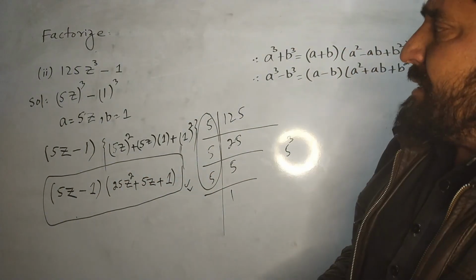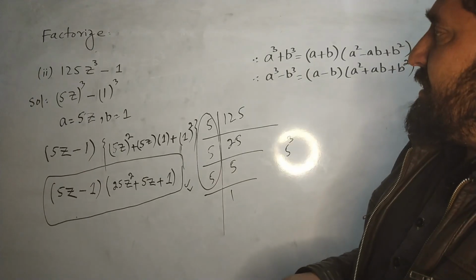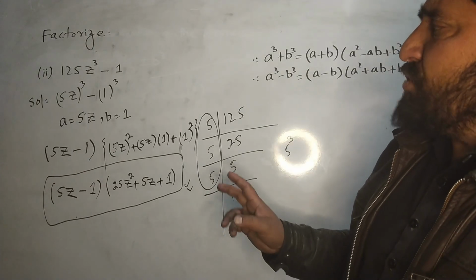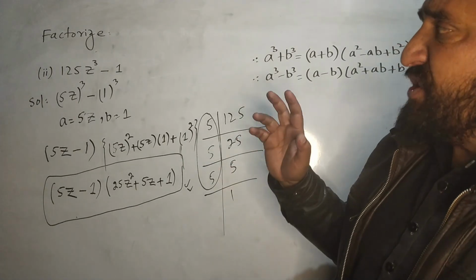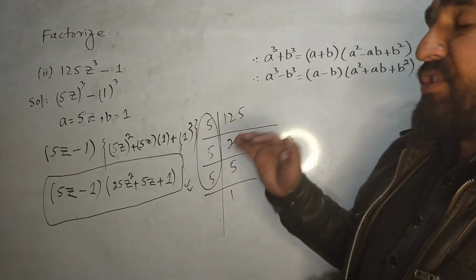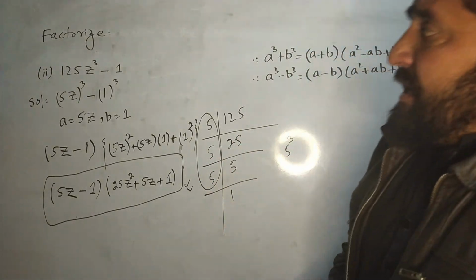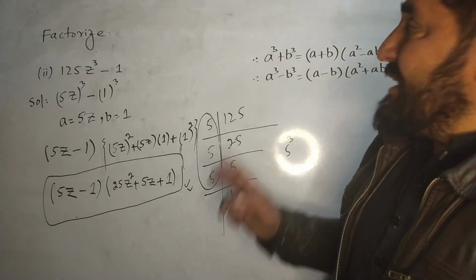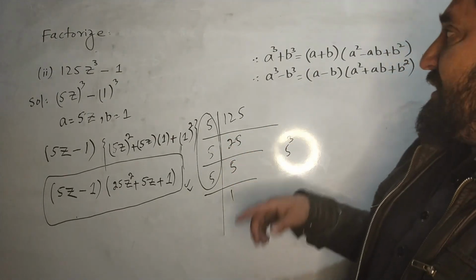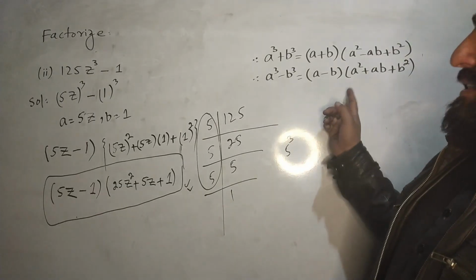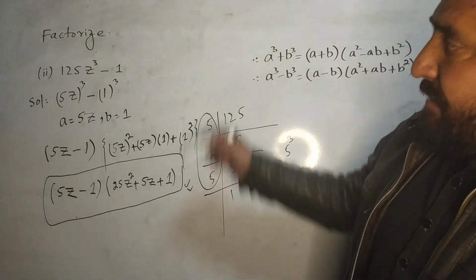I think it's very simple because we use only two rules here. The first rule is, if a question contains only two terms and both terms are in cube, then if both terms are plus, we use the first, and if one is plus and the other is minus, we use the second one. So take note of it.